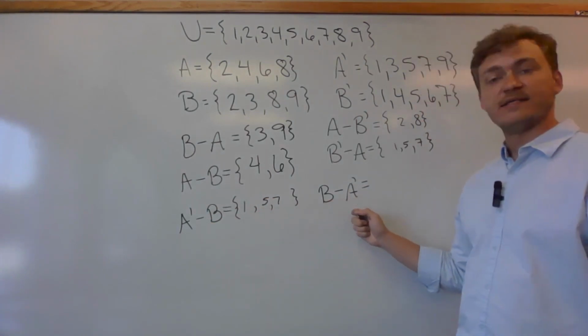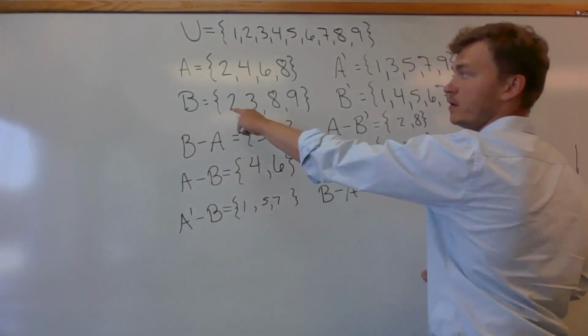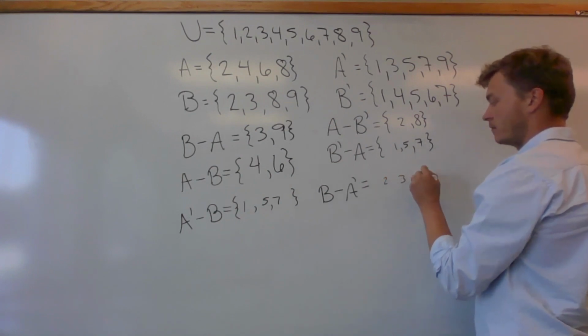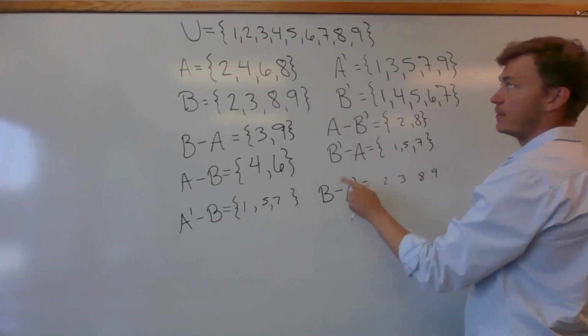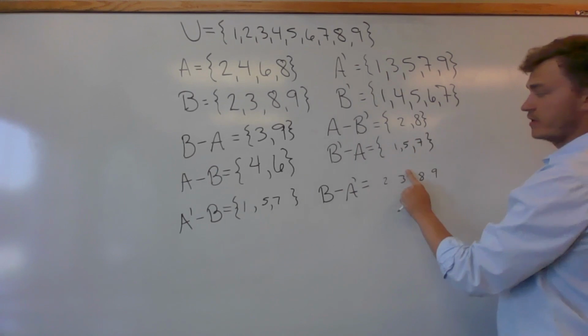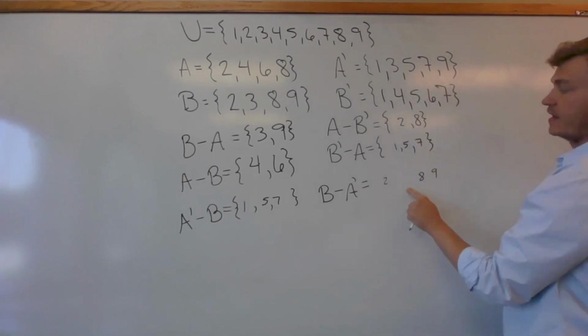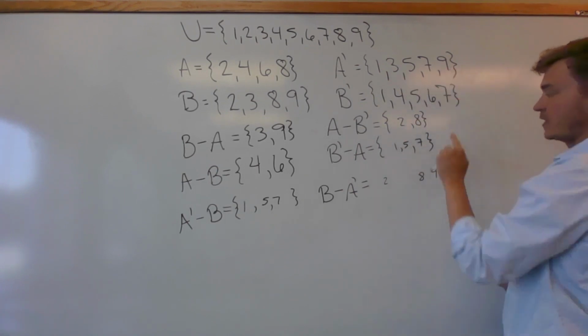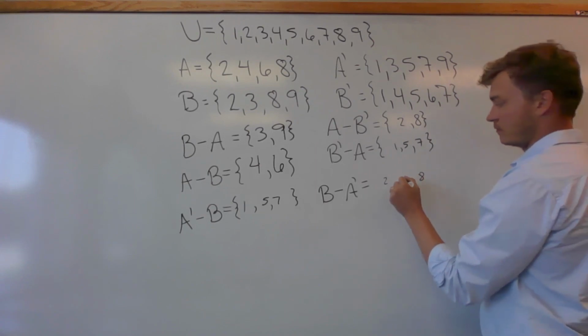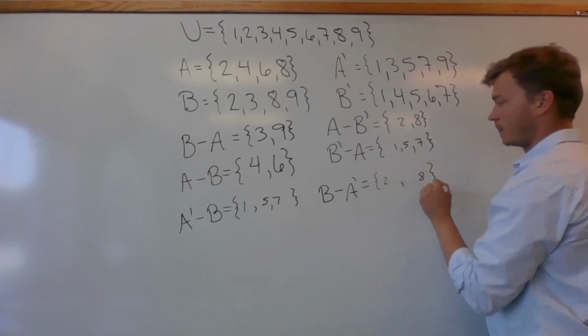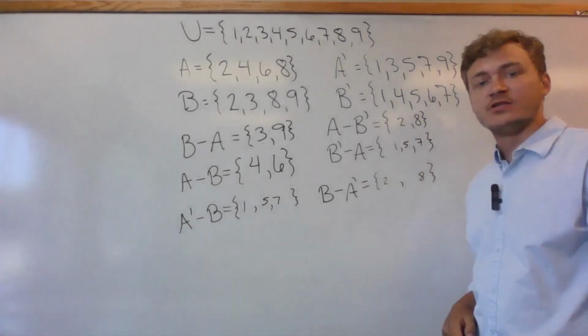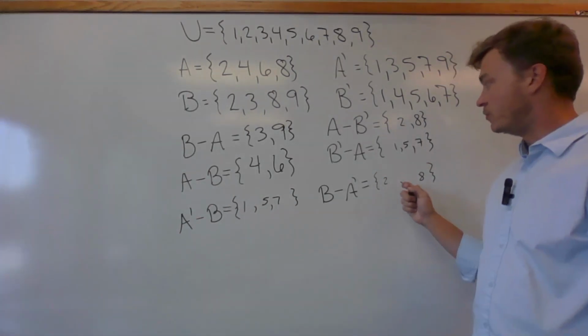What about B minus A complement? Start with B, 2, 3, 8, 9. Take away A complement, take away a 1, take away a 3, take away a 5, take away a 7, take away a 9. B minus A complement contains the two elements 2 and 8.